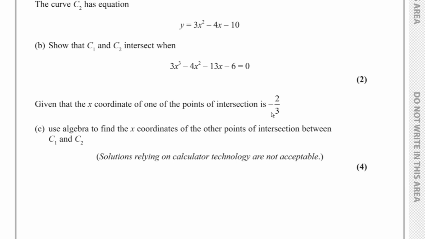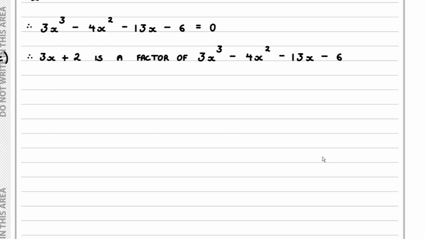And if we work backwards from this, we can state then that 3x plus 2 is a factor of 3x cubed subtract 4x squared subtract 13x subtract 6, which would mean 3x plus 2 multiplied by a quadratic factor is equivalent to 3x cubed subtract 4x squared subtract 13x subtract 6, and we are required to find this quadratic factor, and we can do this using inspection.